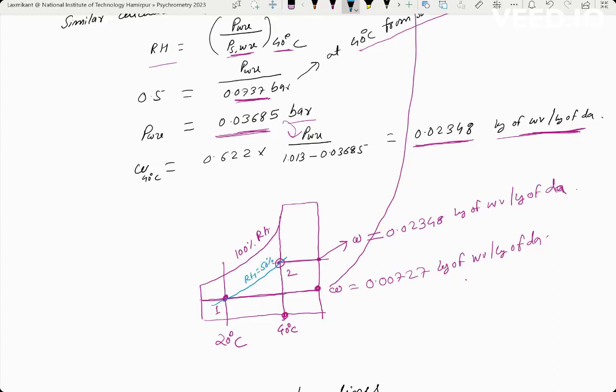Similarly, at any other temperature we can get a third intersection point, and then we can connect this line too. In a similar way we can draw different relative humidity lines, like the 20% relative humidity line, or the 90% relative humidity line. So these are the constructions of relative humidity lines.